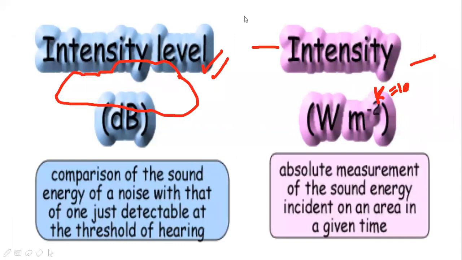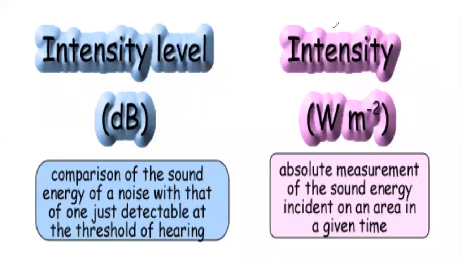Now, intensity level is written in decibel. The unit of intensity is watt per meter square. Intensity level is a comparison of the sound energy of a noise with that of one just detectable at the threshold of hearing. Intensity is an absolute measurement of the sound energy incident on an area in a given time. Detectable energy comparison is called intensity level, and absolute measurement of sound is called intensity.